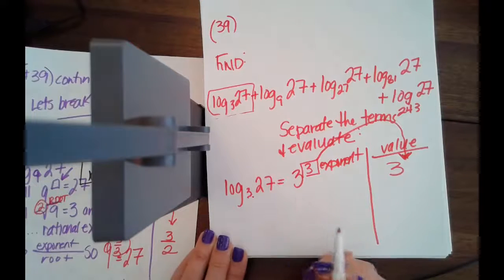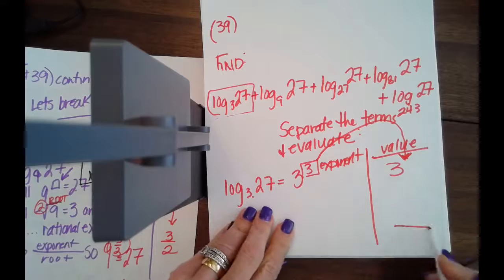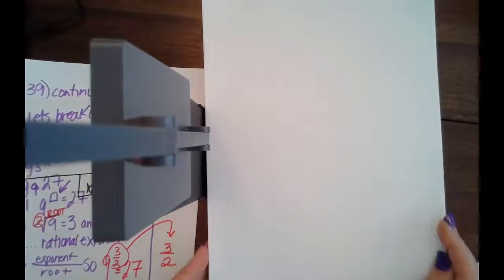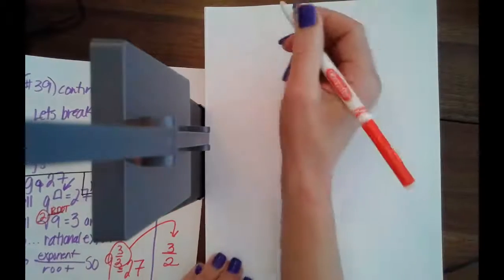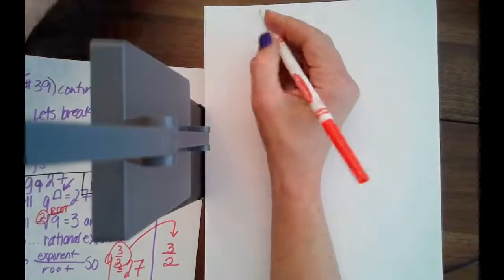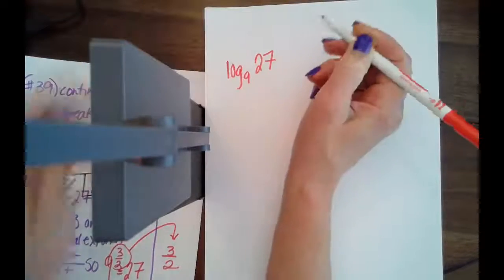All right, I'm going to go to the next page because I need a little more room. Just draw an arrow, and we're going to go to the next page. We're still breaking them down little by little. The next one that we have is, let me make sure I wrote that down right, log base 9 of 27.